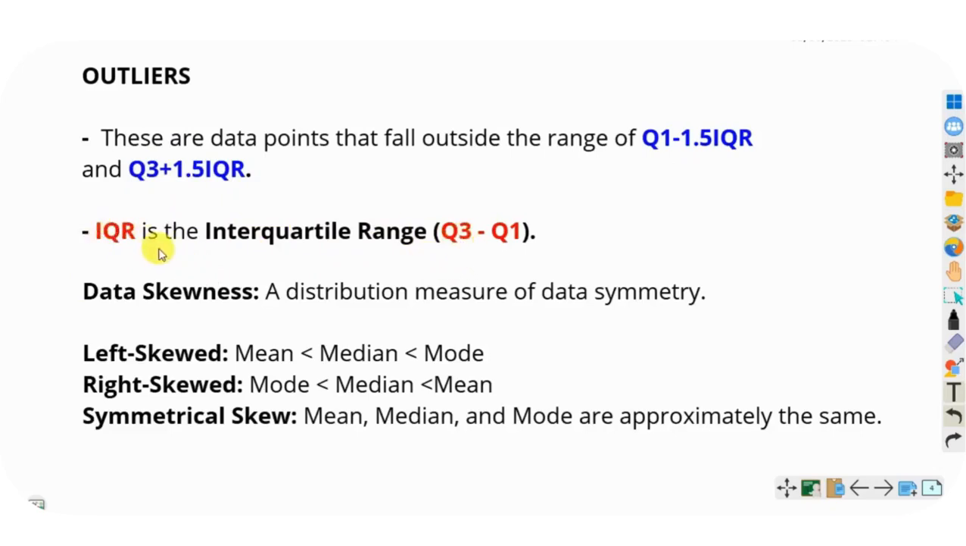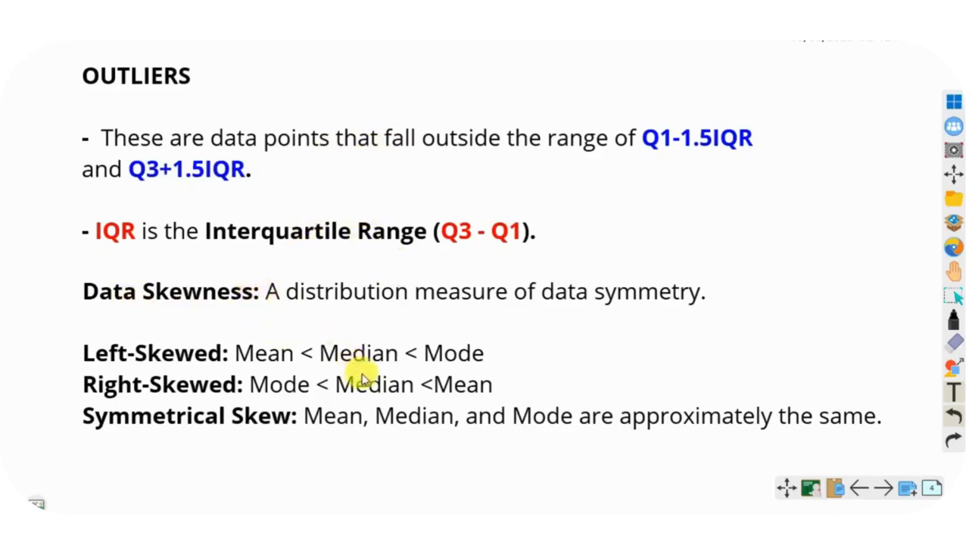And how do you get the interquartile range? You just say Q3 minus Q1. Okay, so all the data that falls outside Q1 minus 1.5 IQR, and the data that falls outside Q3 plus 1.5 IQR, that is what we call an outlier, right? The outliers.